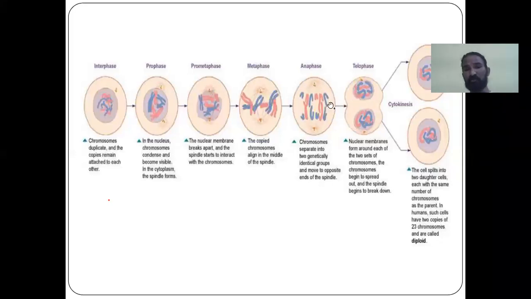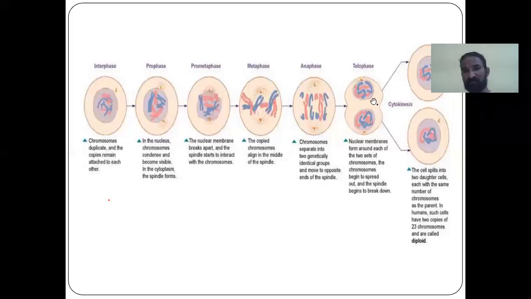After that, the nuclear membrane is reconstructed around each set of chromosomes at the two poles, so they form two nuclei. The nuclear membrane, nucleolus and nucleoplasm are formed, and finally the two nuclei are formed. This successive division of the nucleus is called karyokinesis.